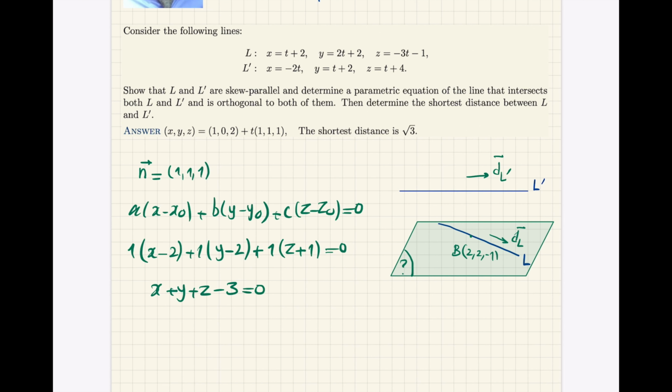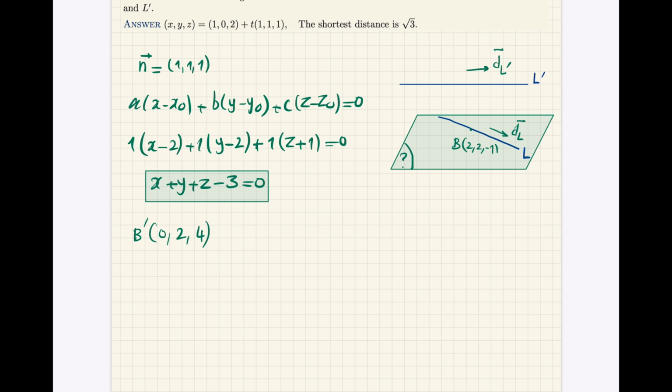Hopefully you can convince yourself again that if I find the distance of any random point on L prime from the plane, not from the line, all of them are equal to the shortest distance that I want to find. So I will find a random point on L prime. For example, B prime is okay. By putting T equal to 0, I get 0, 2, and 4. Then I find the distance of this point from this plane.